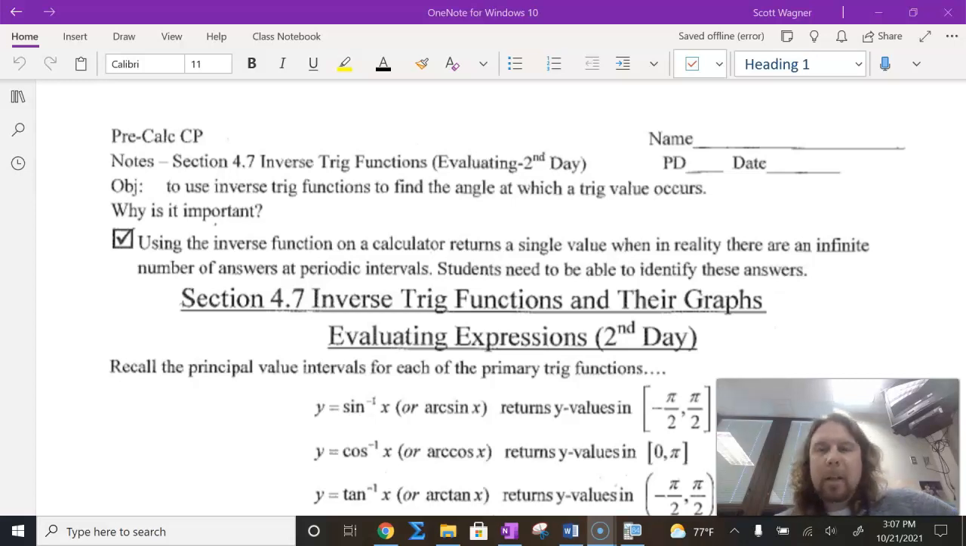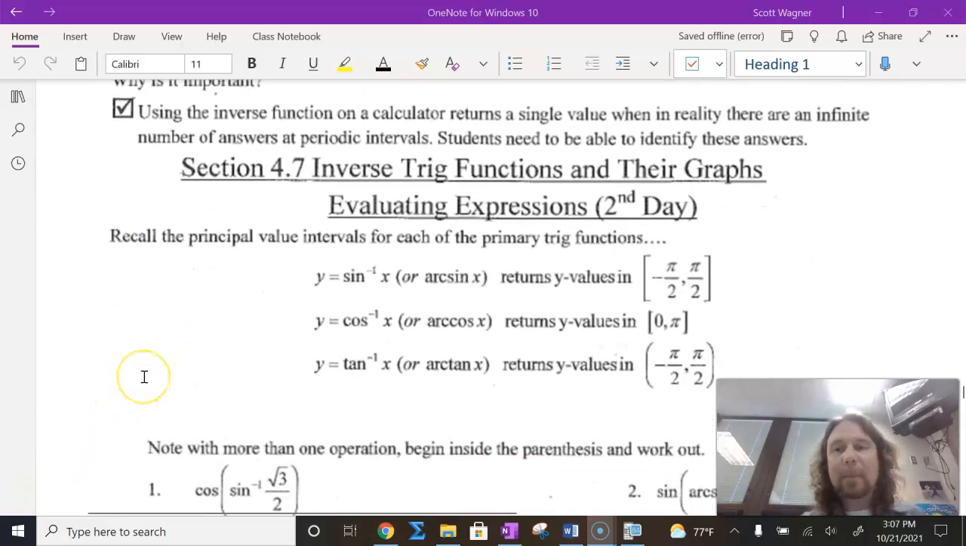Hey, pre-calculus. This is the third part to section 4.7, which is all about the inverse trig functions and their graphs and everything. In this section, we're going to look at a little bit more complex values of applying these ratios both to special right triangles, 30-60-90 and 45-45-90s, plus angles that necessarily aren't in those really nice special right triangles. And I'll show you some techniques to help you out with that.